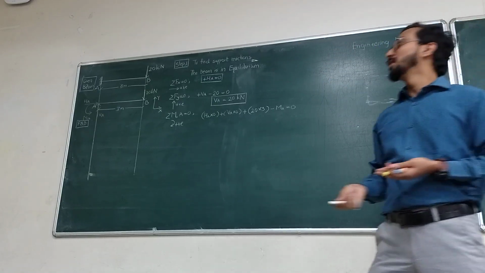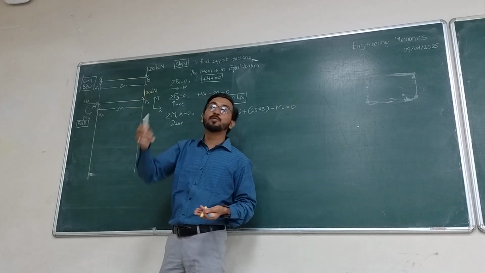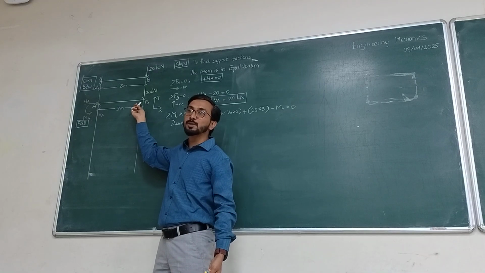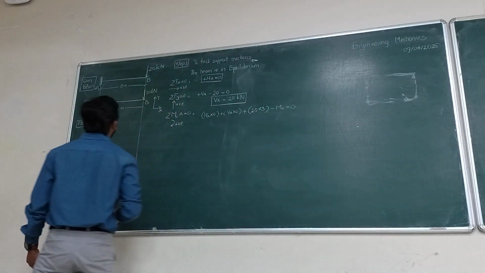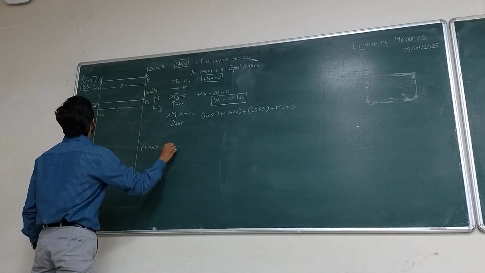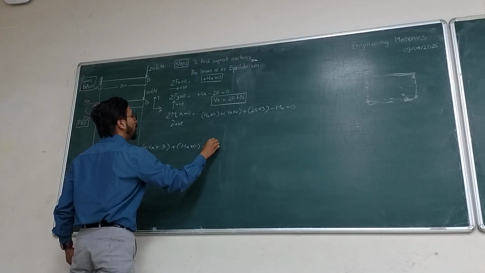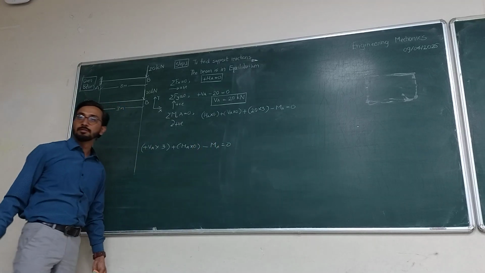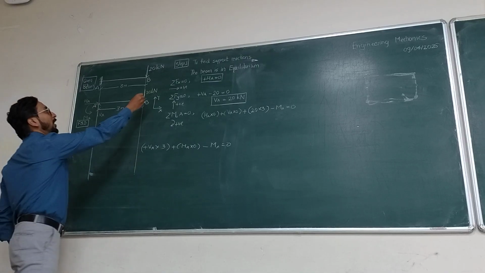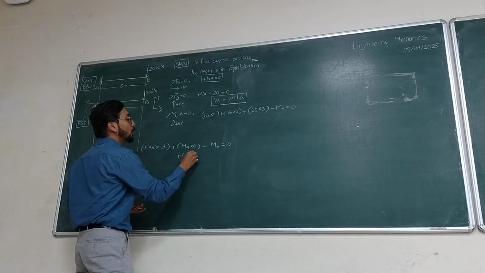Sum of moments means if I take moment at B. Who is going to tell me the equation: summation of moment at B is equal to 0? Plus VA into 3 plus HA into 0 minus MA is equal to 0. This is the summation of moment at B is equal to 0 equation. Because moment of 20 kN will be 0, so you can write that as well: plus 20 into 0.